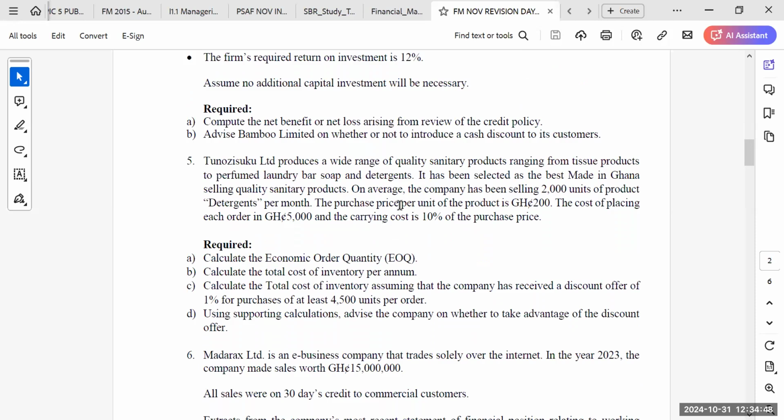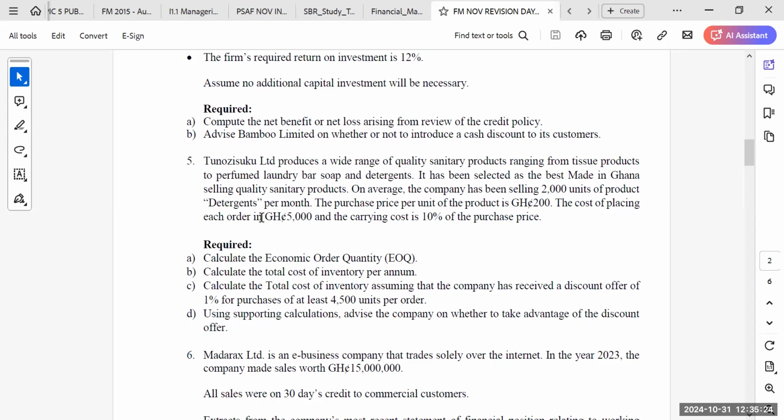Sunozisuki Tea Limited produces a wide range of quality sanitary products, ranging from tissue products to perfume, laundry, bar soap, and detergents. It has been selected as the best made in Ghana selling quality sanitary products. On average, the company has been selling 2,000 units of detergents per month. The purchase price per unit is 200 cedis. The cost of placing each order is 5,000 cedis, and the holding cost is 10% of the purchase price.